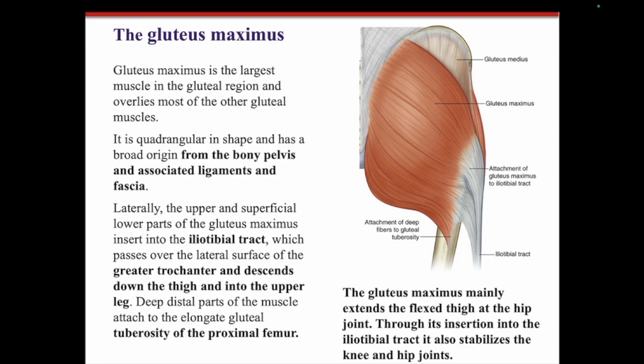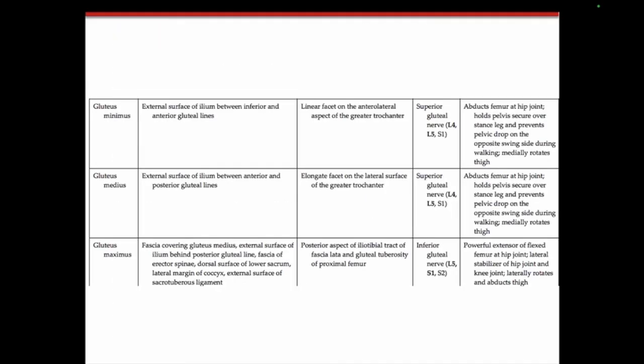This muscle comes from much of the pelvic bone, but it attaches onto the femur, and it is also part of the iliotibial tract, so it stabilizes those joints. Okay, so the minimus and the medius act together. They are abductors of the femur, whereas the maximus is an extensor of the femur.